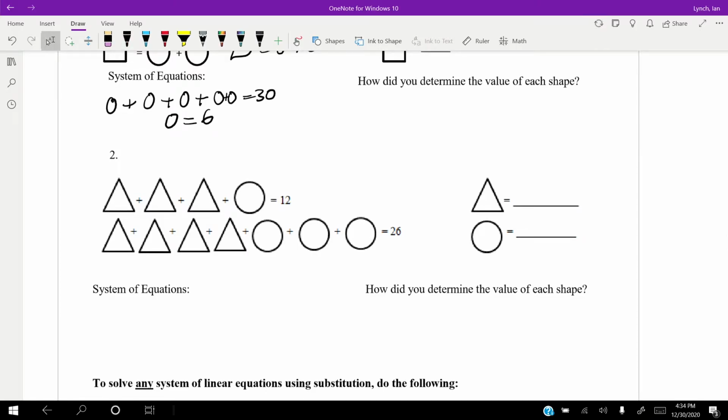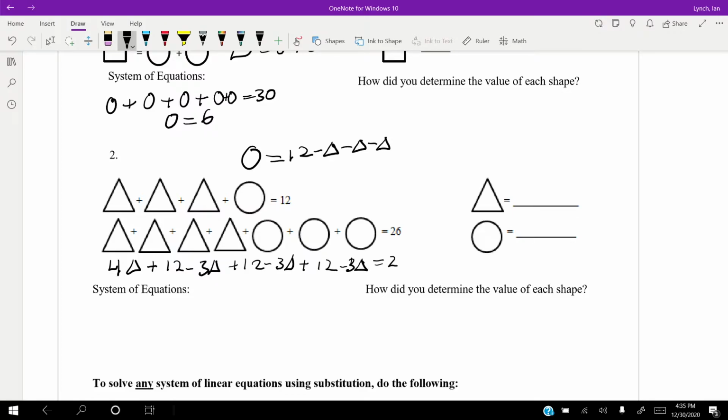Now let's look up here. Let's solve this for circles. So a circle is worth 12 minus 3 triangles. So if we plug that in for each of our circles, we're going to get 4 triangles. I'm just going to write out the numbers. I'm not actually drawing all this out. That's so much. 4 triangles plus 12 minus 3 triangles plus 12 minus 3 triangles plus 12 minus 3 triangles is 26.